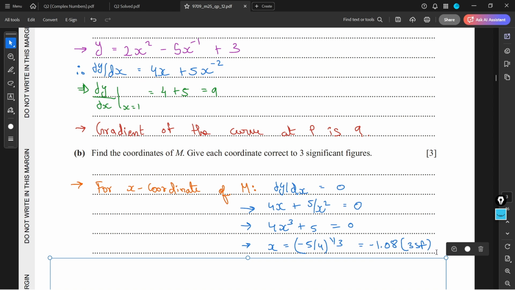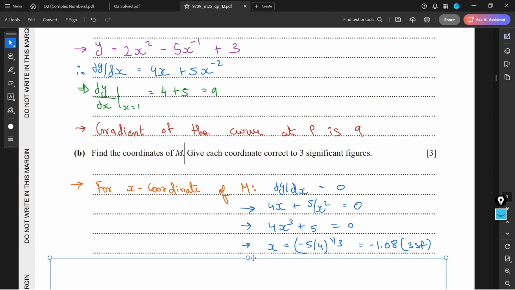Now, it's very, very important that you keep in mind that in order to find the value of y, you will need to substitute the value of x back into this equation. But it's really very recommended that you use the exact value of the x coordinate rather than the three significant figure value so that you get a more accurate answer.